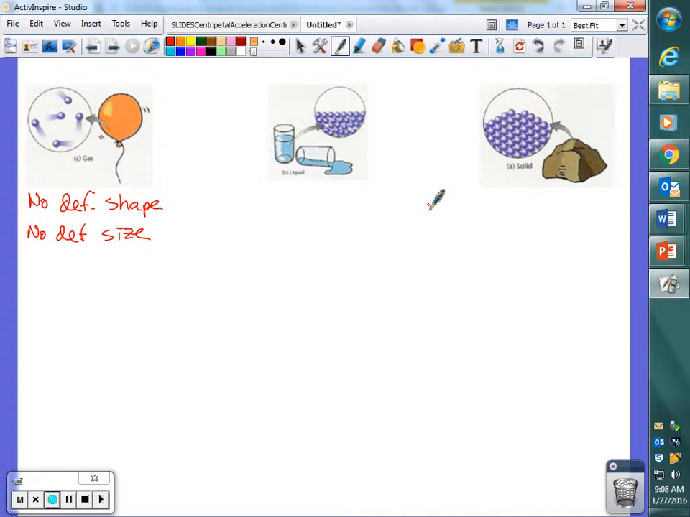Can you think of any molecular gases? Methane. Carbon dioxide. Carbon monoxide. Okay, we're good there.